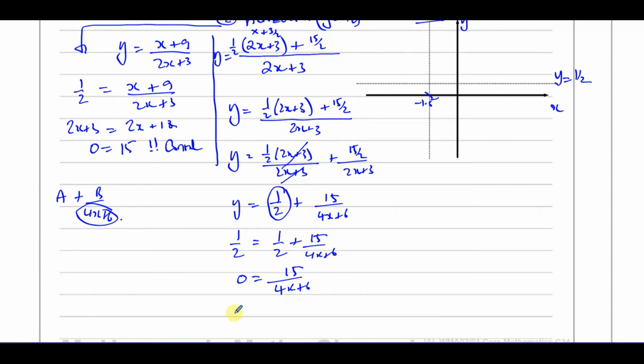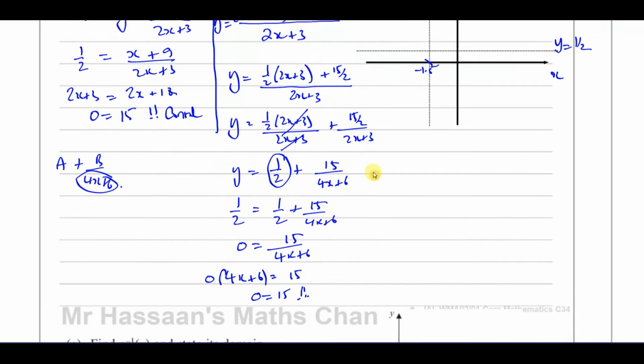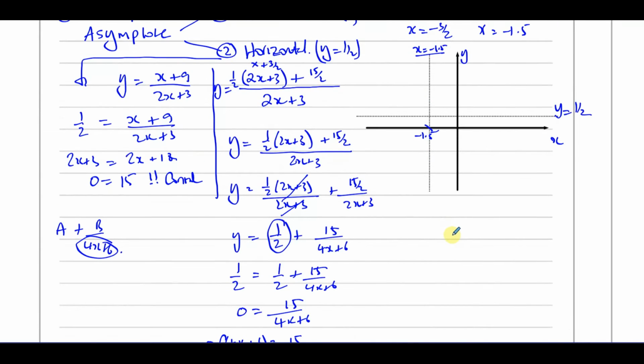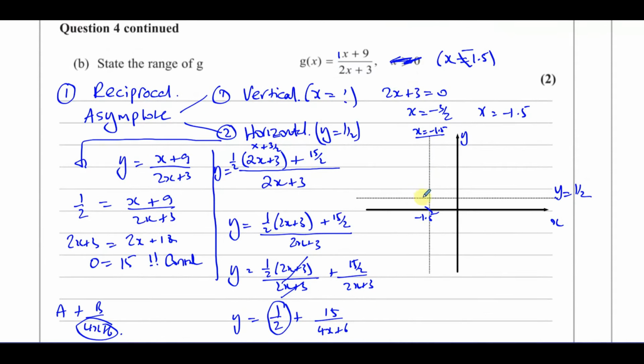Now, when you cross multiply, you end up with 4x plus 6 equals 15, times 0 equals 15. Or you can say, 4x plus 6 equals 15 over 0. But in this case, you'll end up with 0 equals 15, which is another contradiction. That means the value of y, that's a half, is the value of y which causes this contradiction to occur. So y equals a half is the asymptote. So if you were to draw this function without any of the restrictions, it will have these two as asymptotes.